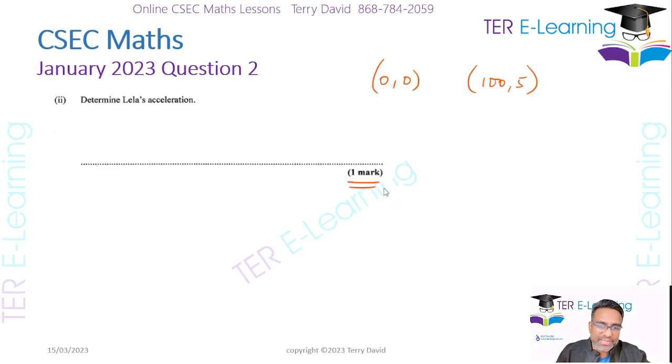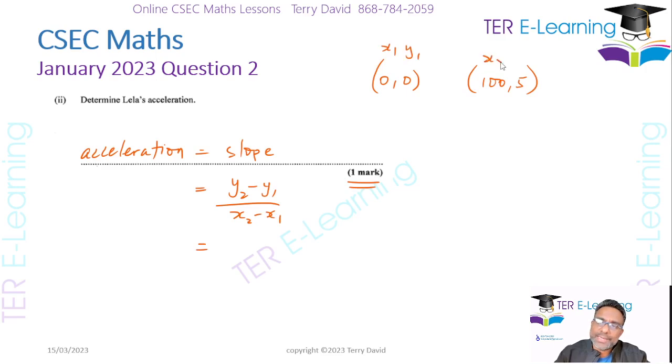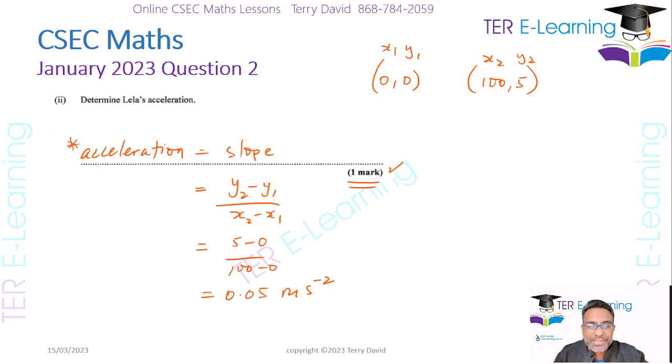Now they only give you 1 mark for this, because some students will just, so the acceleration, right, is equal to my slope, right, which is given by y2 minus y1 over x2 minus x1. So in this case here, this is x1, this is y1, this is x2, this is y2, right? So it's going to be 5 minus 0 over 100 minus 0. So this is going to be 0.05 meters per second squared, because it's acceleration, and that's our unit, 0.05 meters per second squared, right? Now CSEC only gave 1 mark here because they consider that part to be pretty straightforward.